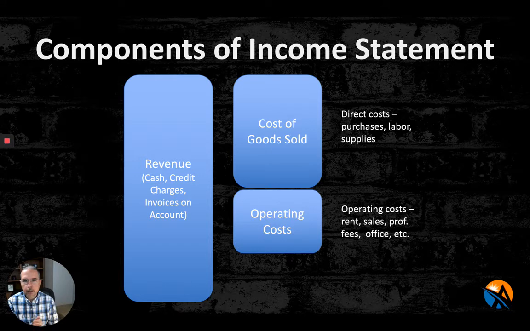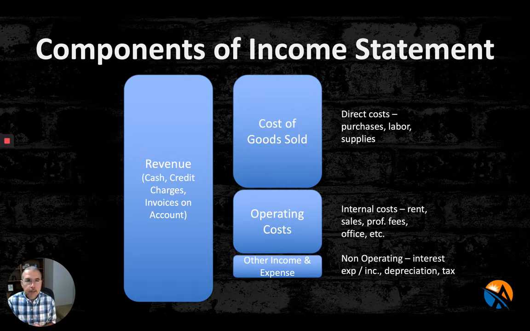And I'll go into an example later on and kind of explain that a little bit more because it is a little bit confusing. So operating costs are going to be the costs that you incur basically to keep the lights going and to generate more revenue for your business. Operating costs are going to be like rent, right? It's going to be you might have a sales team. It's going to be professional fees. It's going to be office costs. Things like that are going to be part of your operating costs.